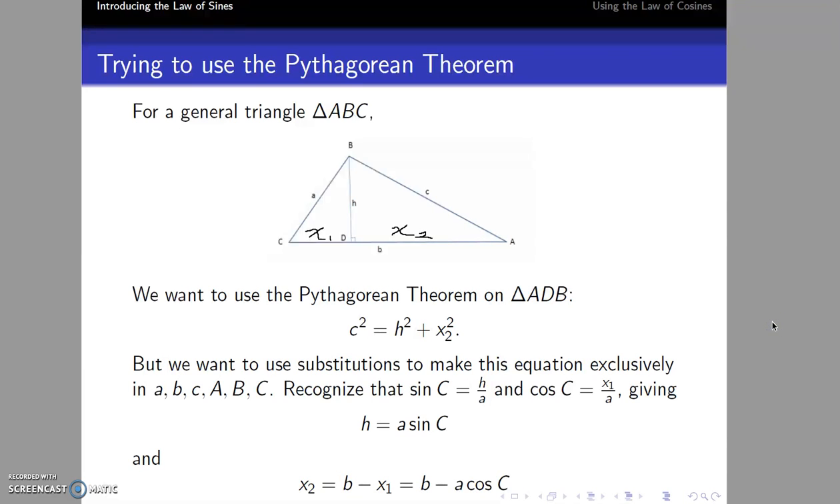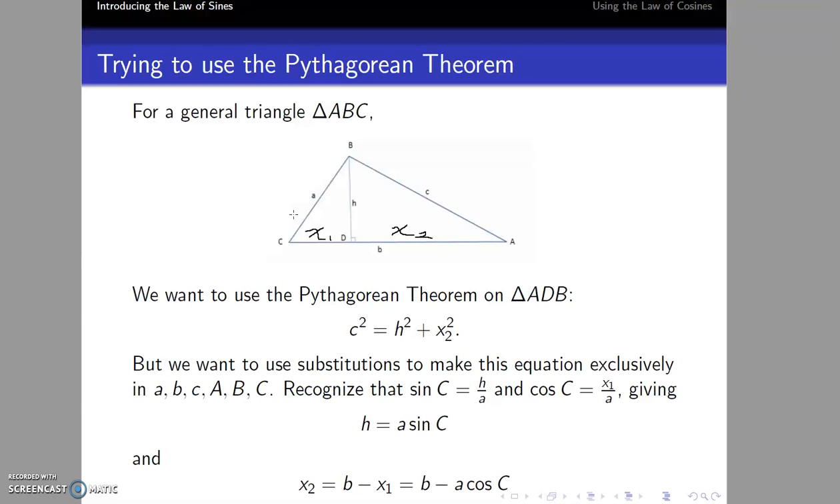I want something using just the dimensions I care about. I want to turn that into something looking a lot more like the Pythagorean theorem. The way I can do that is with a little bit of substitution. Looking at angle C, the sine of C for triangle BCD is opposite over hypotenuse. Sine of C is h over A.